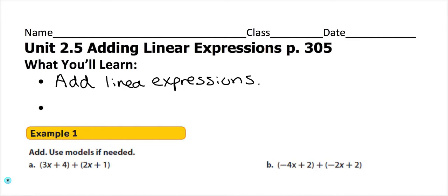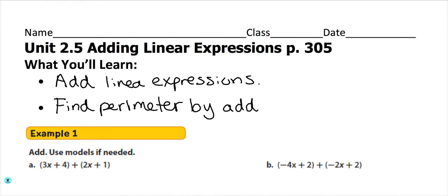All right, then the second part of the objectives will be to find perimeter by adding linear expressions. Remember, perimeter just means distance around.